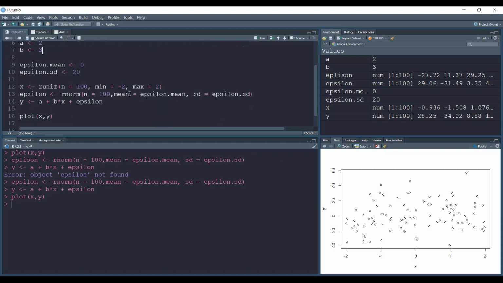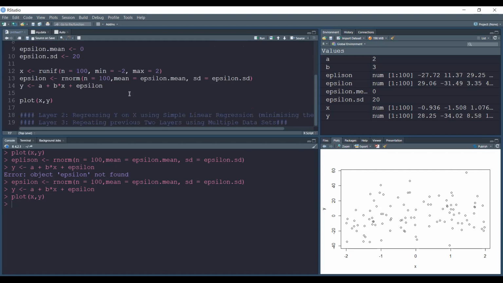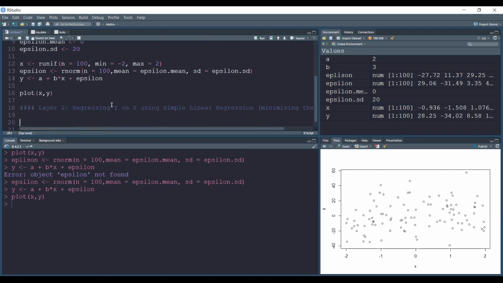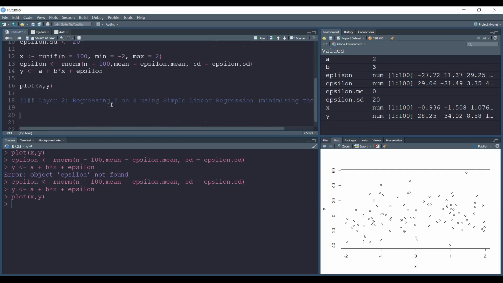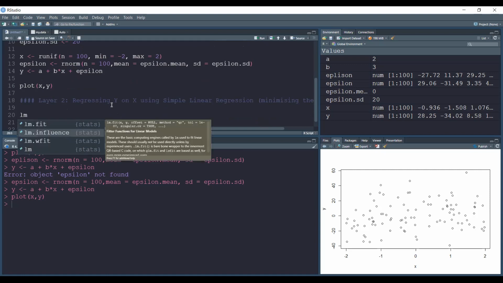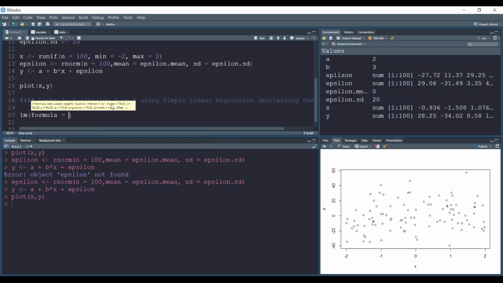Well, let's see. We're now going to regress. And how do we regress in R? You don't define each formula, although it might be a really good idea to actually do this from first principles. But there's actually a function called lm. The formula is y is going to regress on x.